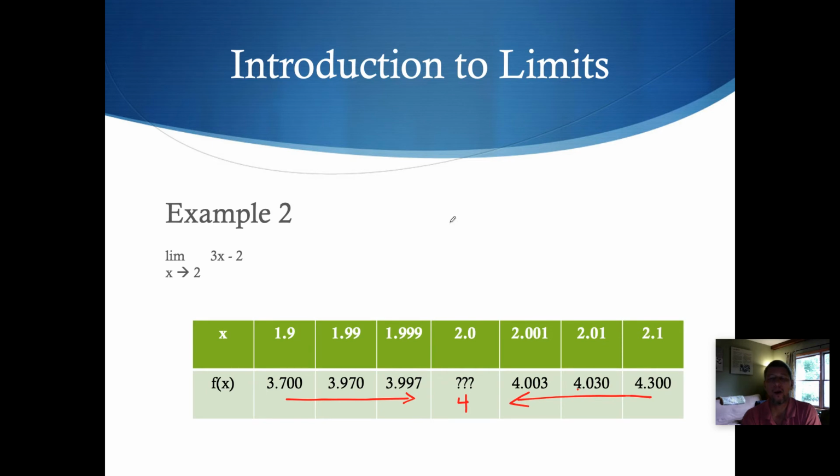Now, why don't I just plug in the 4? Why don't I just say, well, 3 times 2 is 6, minus 2 is 4? The answer there is that you won't always be able to calculate a defined term for a limit. And that's why we calculate limits using a table like this.